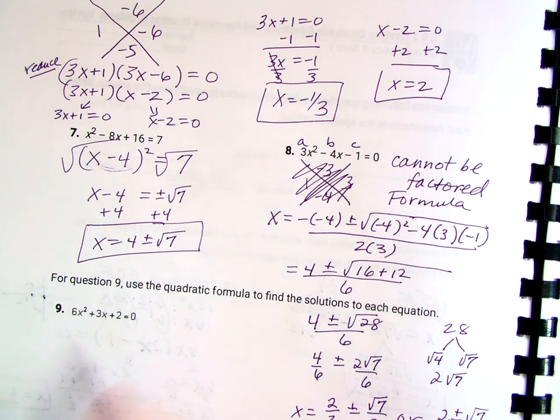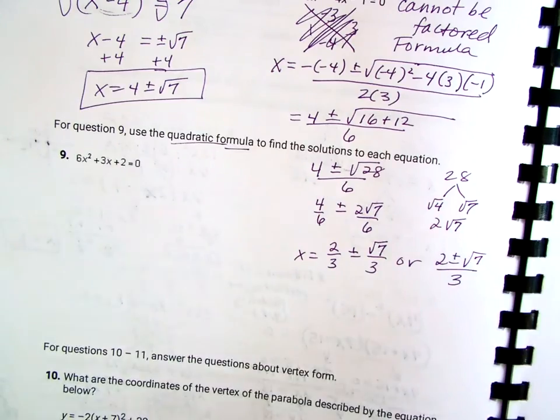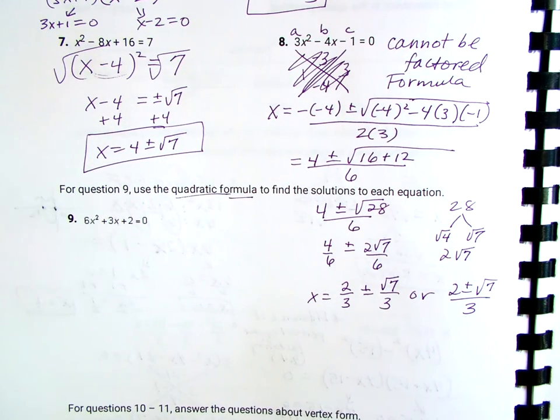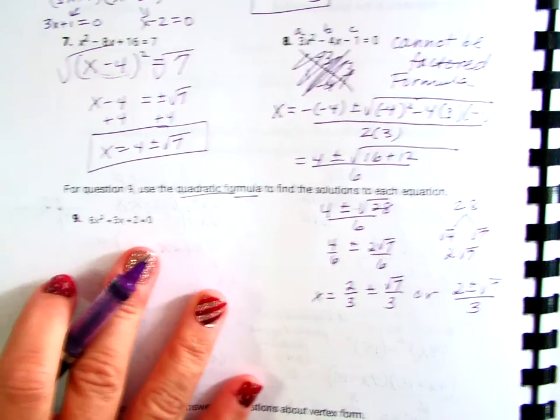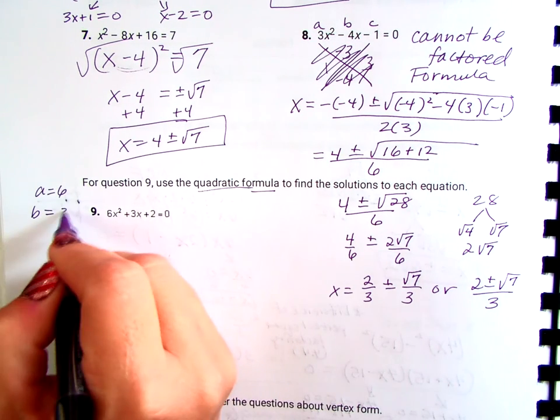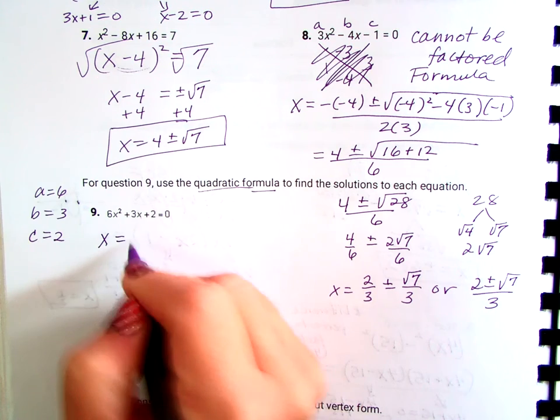Okay, so we left off here on number 9. It's saying to use the quadratic formula to find the solutions. So it's telling us straight out, it's not factorable, and we wouldn't prefer to do completing the square on it. So we start by getting A, B, C. A is 6, B is 3, and C is 2. And then we plug into the formula.